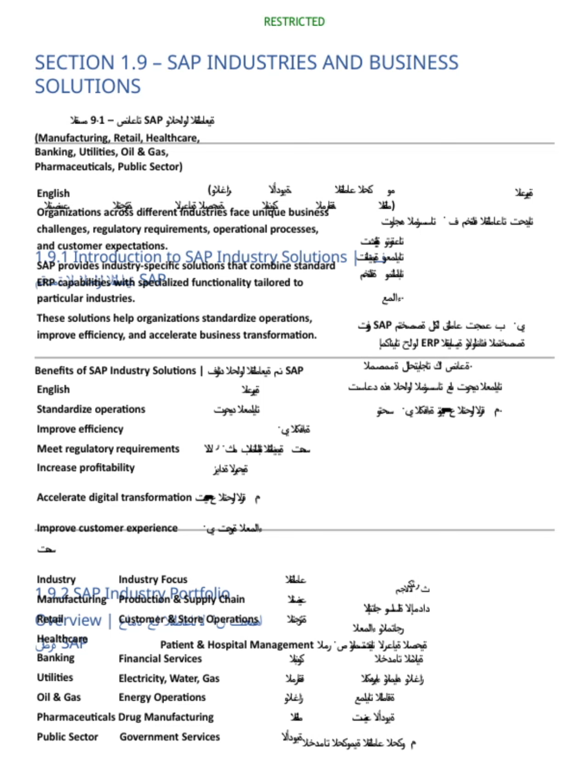Today, we're looking at how SAP tailors its solutions to meet the unique needs of different industries. From manufacturing and retail to healthcare, banking, and public services, each sector faces its own challenges and regulations. SAP combines standard ERP tools with specialized features designed for these industries. This helps organizations streamline operations, boost efficiency, and speed up digital transformation, all while improving customer experience and meeting compliance requirements. It's about making technology work smarter, no matter the field.